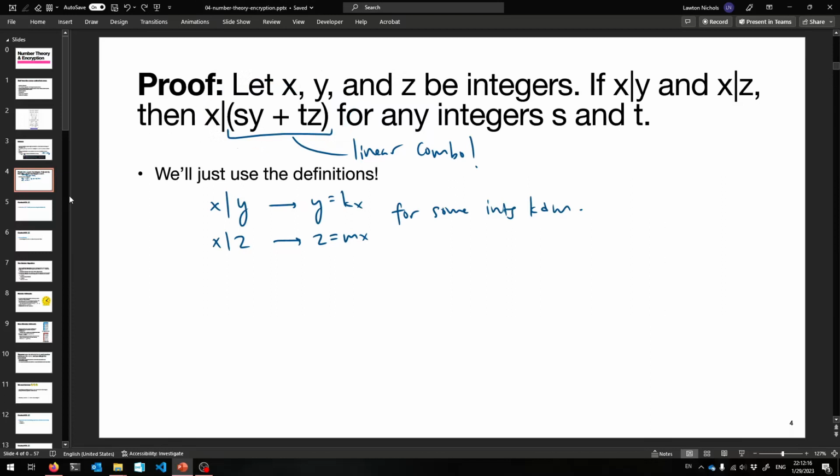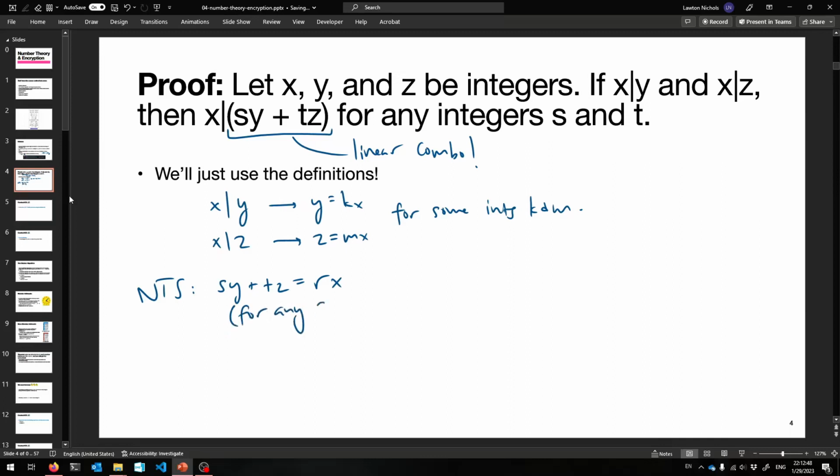All right, so my job is to show that x divides all this, which means I need to find something that is a multiple. So here's what I need to show. If I spell that out involving the equality, what I need to show right now is that sy plus tz is equal to some other multiple of x. It's equal to like r times x, rx. And this is supposed to work for any s and t. Crazy. For any s and t.